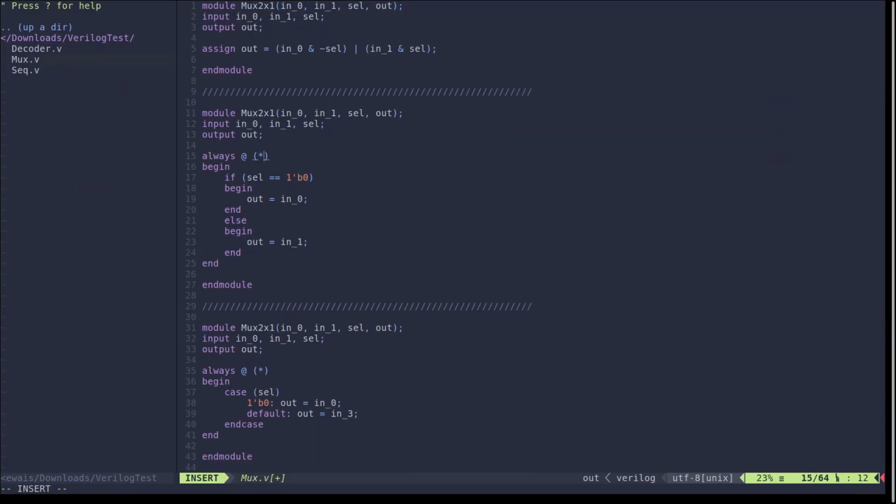So as we said, you can just use this asterisk if you don't want to list the entire list of signals by hand.